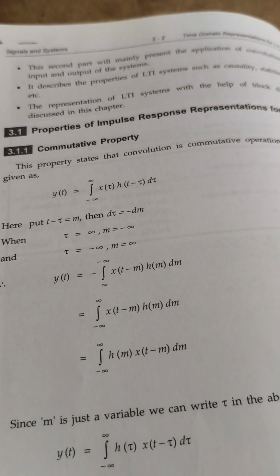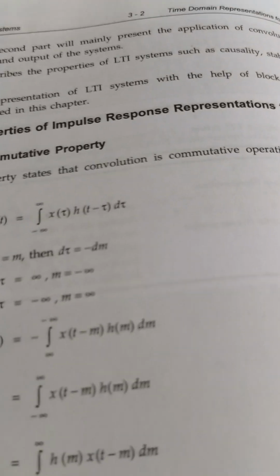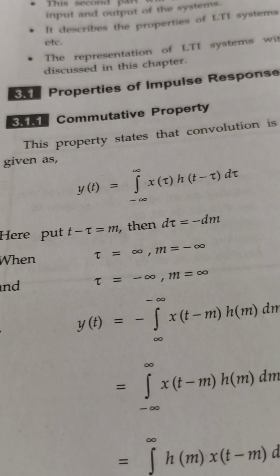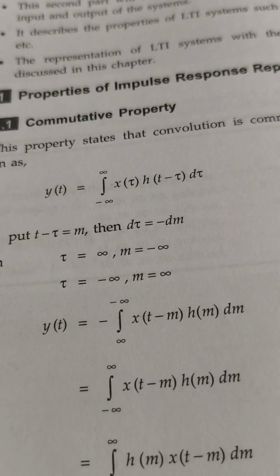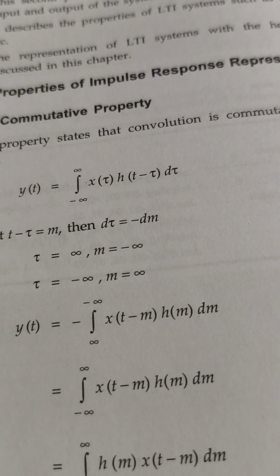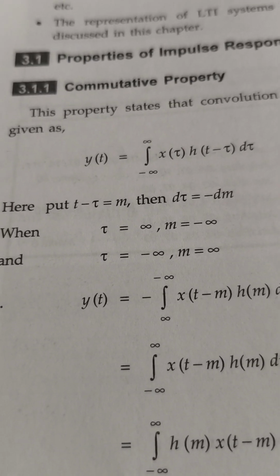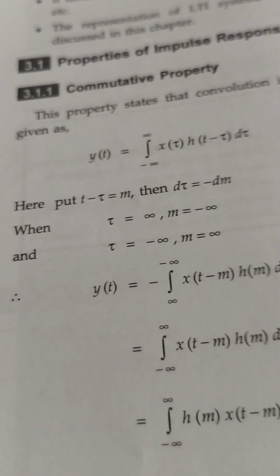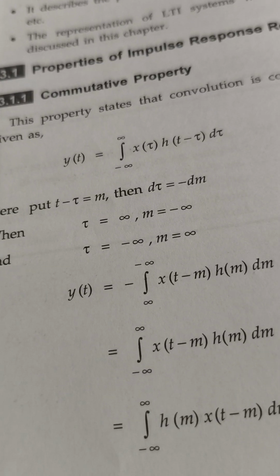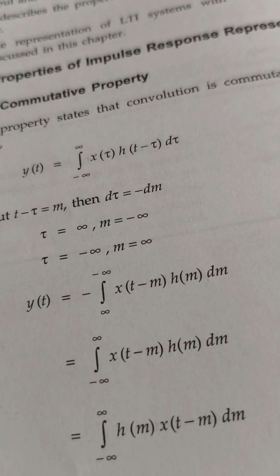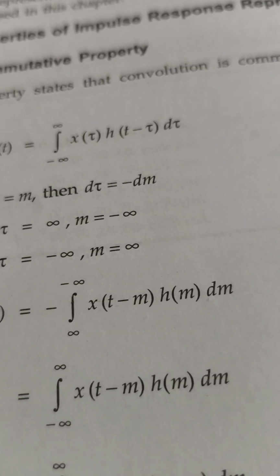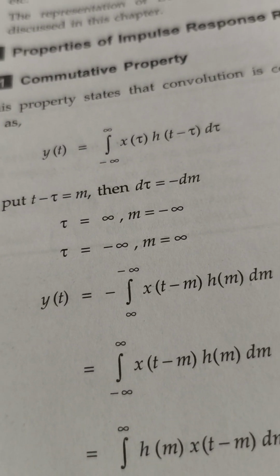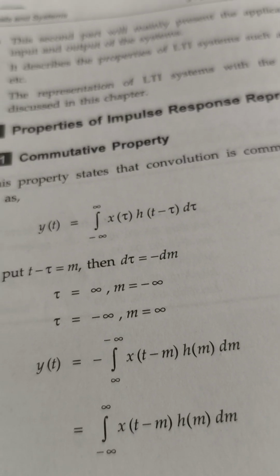For example, we already know that for a continuous time signal the convolution integral is given by y of t equal to the integration from minus infinity to infinity of x of tau h of t minus tau d tau. Here we want to prove that the convolution integral obeys the commutative property. First we take the output y of t equal to the integration from minus infinity to plus infinity of x of tau h of t minus tau d tau.